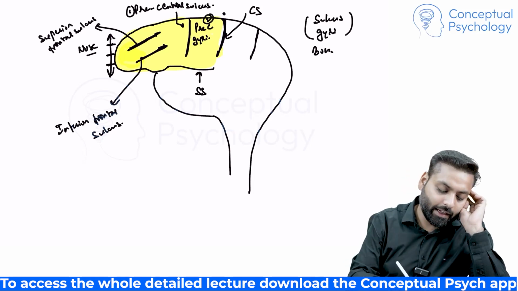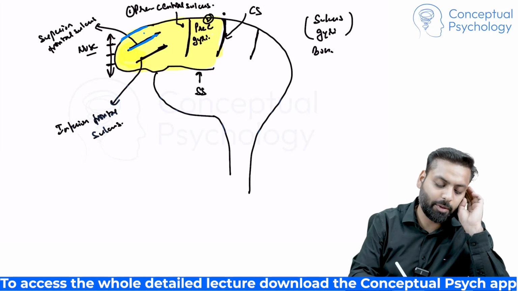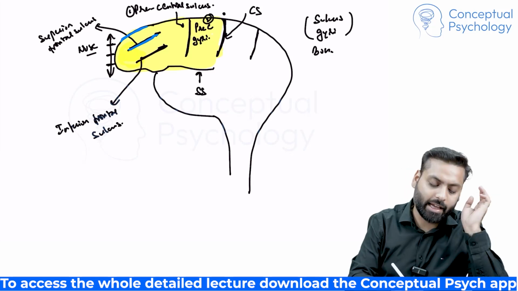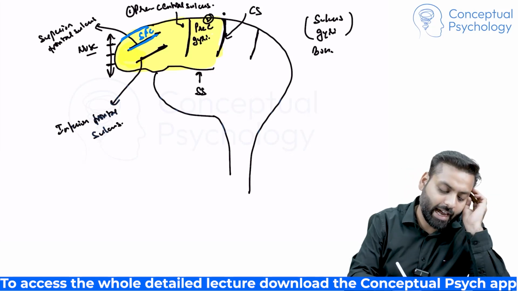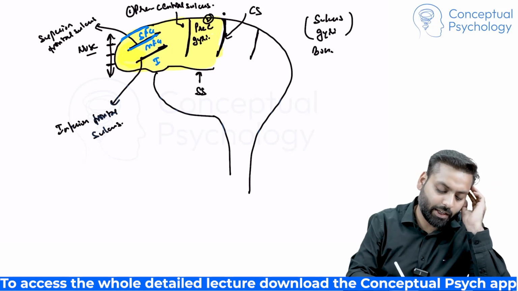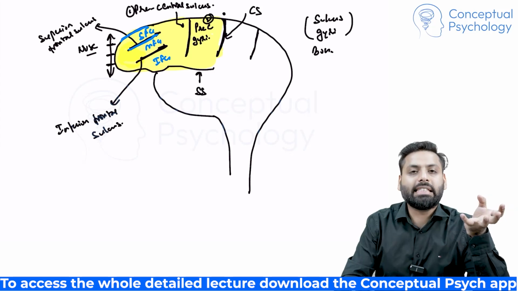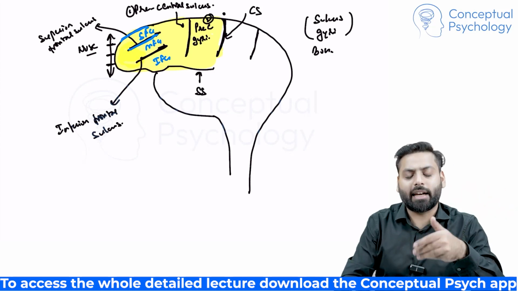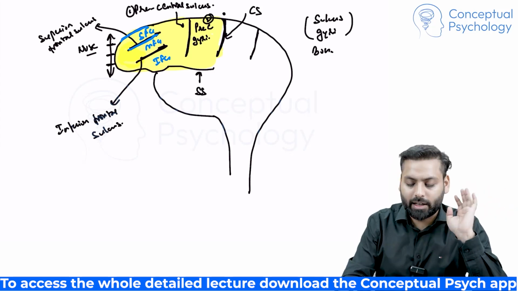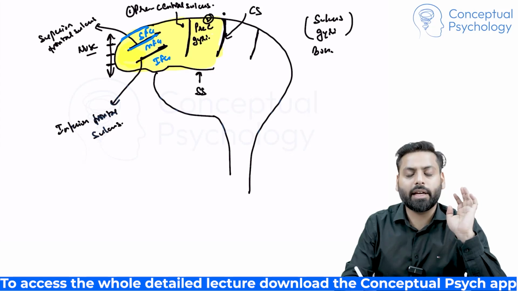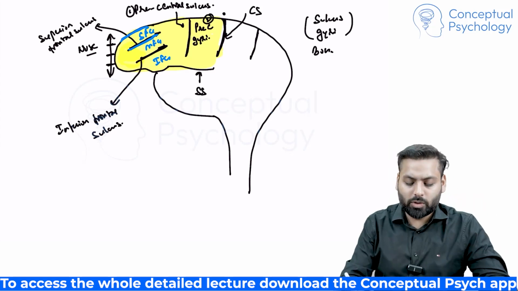Similarly, between this surface and the superior frontal sulcus, there will be gyri. Between two sulcus will be gyri. So this will be the superior frontal gyri, this will be the middle frontal gyri, and this will be the inferior frontal gyri. Okay, inferior frontal gyri. This is so easy. Basically, if you know sulcus and gyri, this becomes very easy for you. Understood?